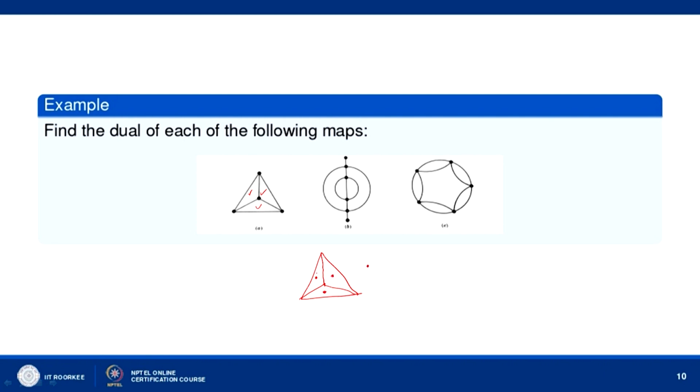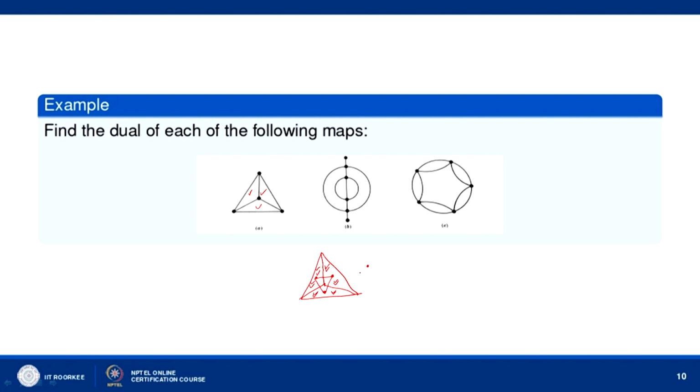Now, this region and this region are adjacent, so we can join them by this line. Now, this region and this region are adjacent, so we can join them by this edge, and then this region and this region are adjacent. So, we can join like this.